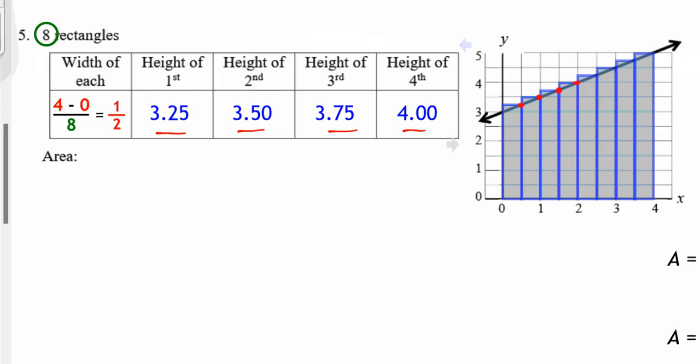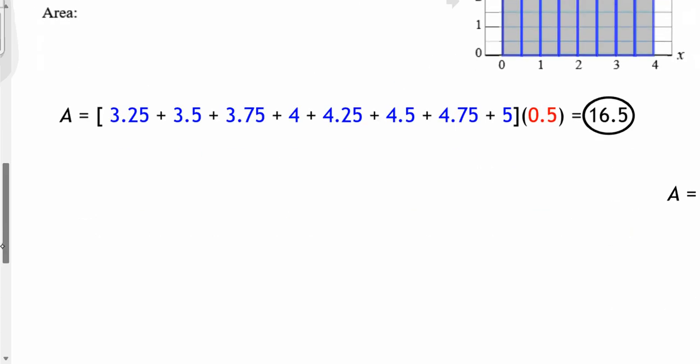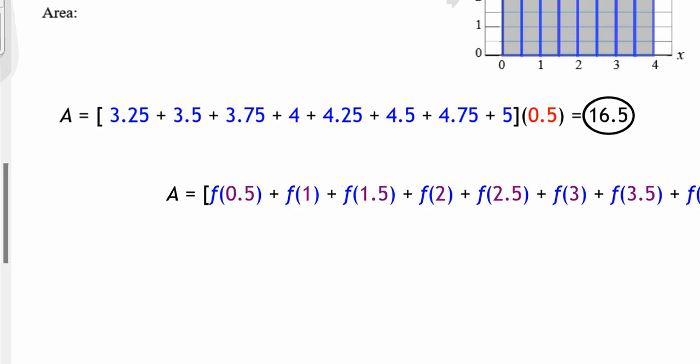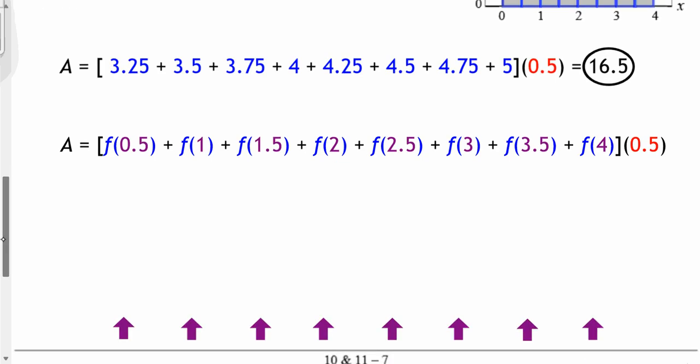Again, we're going to do height times width for each of these to calculate the area. Oh, but I just jumped ahead to add all the heights together and then multiply by the width. We already kind of derived it to this point. We get 16.5, so we're getting closer with 8 rectangles. Again, this is just a reminder that the 3.25 is f of 0.5, and the 3.5 is the f of 1, and so on. Make sense? Okay. Let's work a little bit closer to the formula.